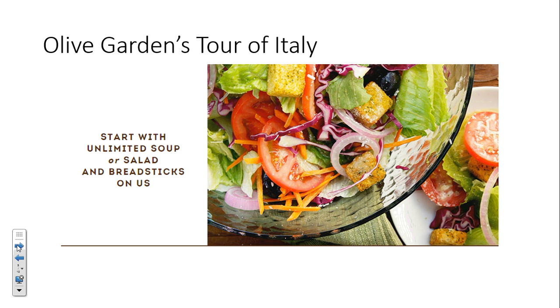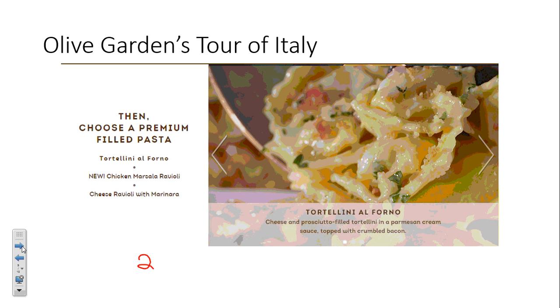Okay. Let's talk about Olive Garden's tour of Italy real quick. Okay. They say, hey, you can start with a soup or salad, and breadsticks are on us. So how many choices do you have right now? 2, soup or salad, right? Okay, so we're starting with soup or salad, 2 choices. Then they say, guess what? You get to choose a premium filled pasta. And we have 3 options for you. So now how many choices do you have? 3, right?